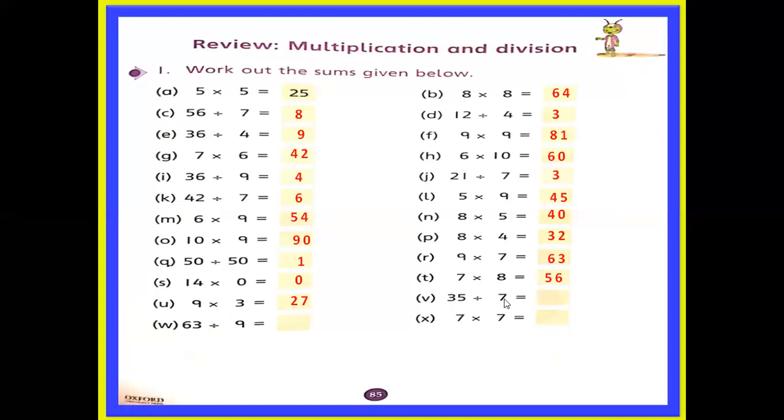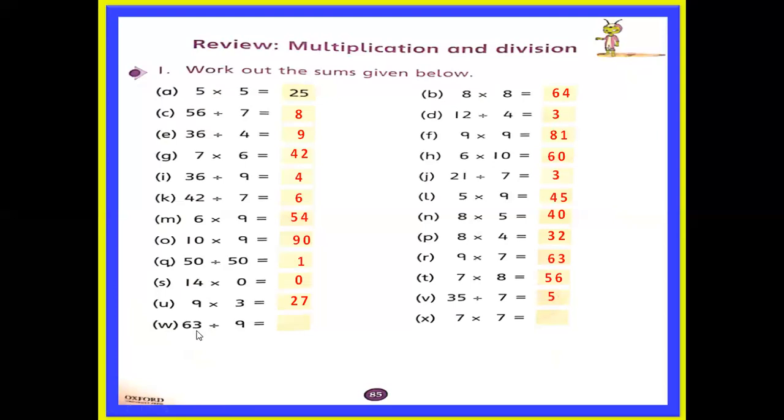35 divided by 7. Read the table of 7, 7 is a divisor. 7 ones are 7, 7 twos are 14, 7 threes are 21, 7 fours are 28, and 7 fives are 35. So 35 comes after multiplication, 7 with 5. So our answer is 5.